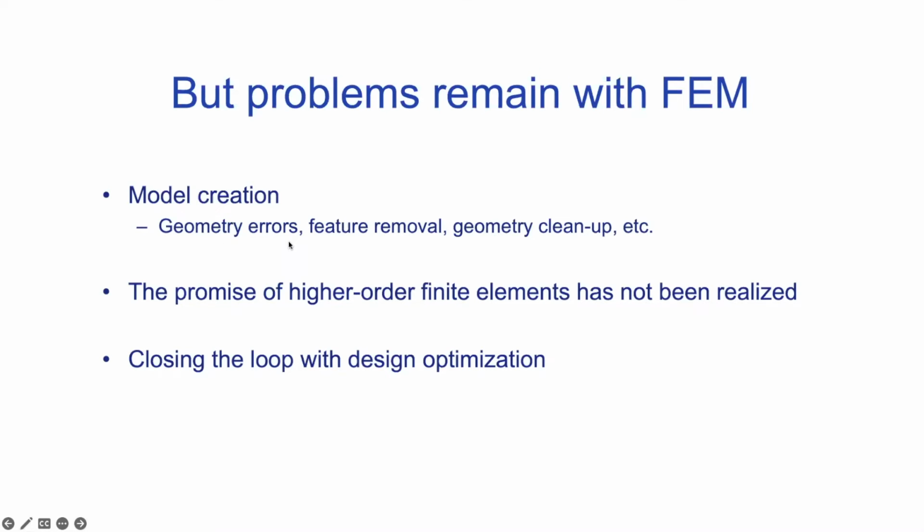That induces geometry errors because the translation requires features to be removed in order to generate the mesh, geometry cleanup. These files are not pristine. They have flaws. You need to correct those in order to generate a finite element model. So that's a big problem. And actually, that was a problem that really started to intrigue me about 20 years ago.